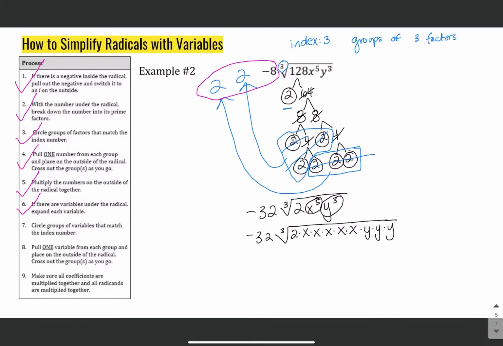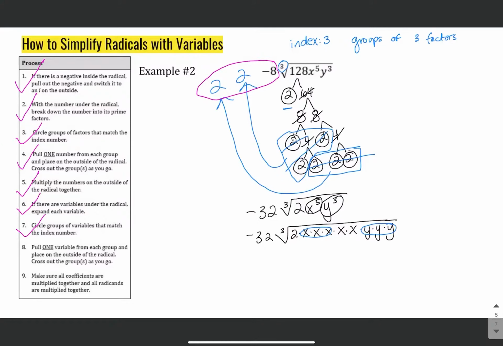Step 7, circle groups of variables that match your index number. So what's my index number? My index number for this, in this case, is a 3. So I'm circling groups of 3. So here's 3 x's, and notice here's 3 y's. Okay, got my groups. Step 8, pull one variable from each group and place on the outside. Cross the groups as you go.